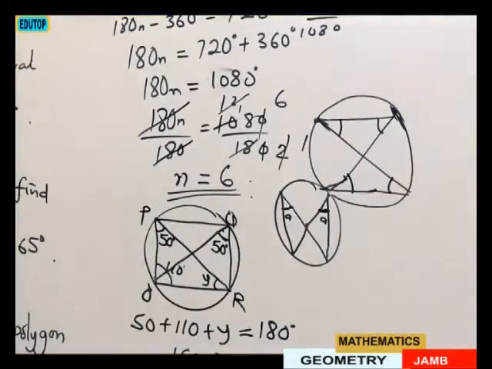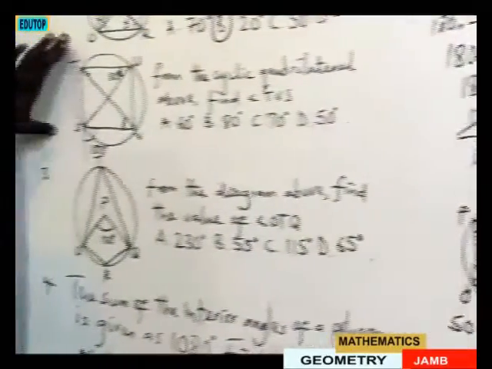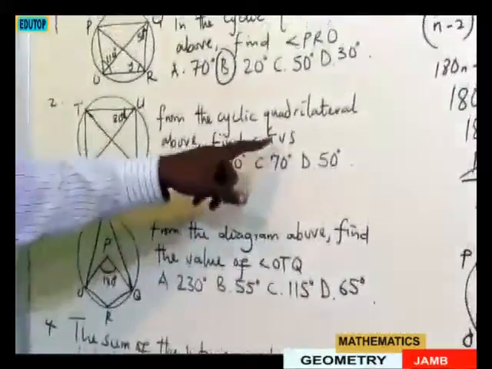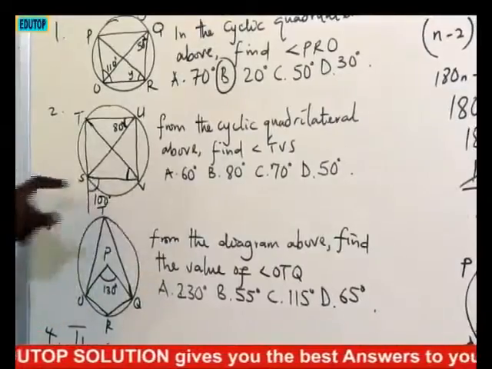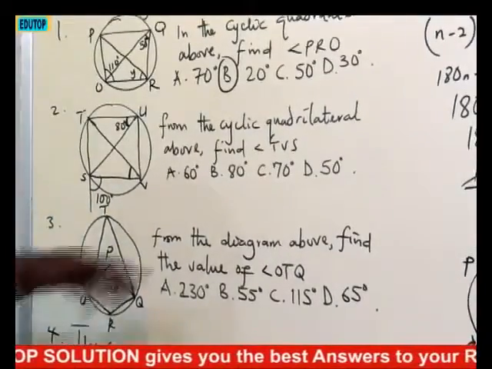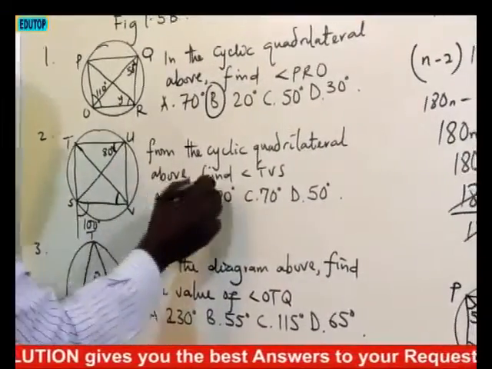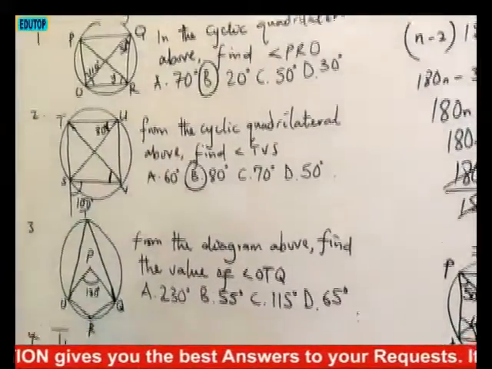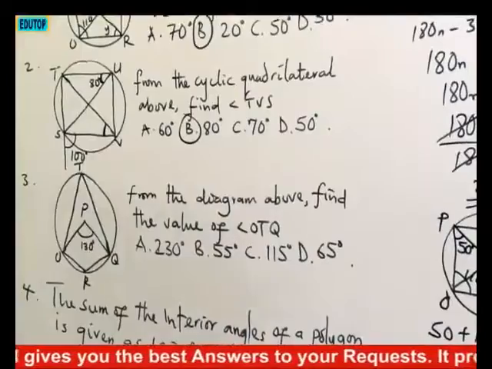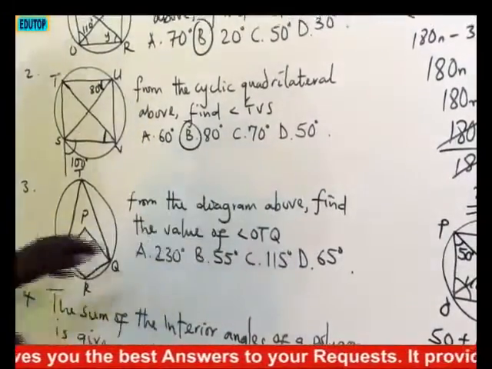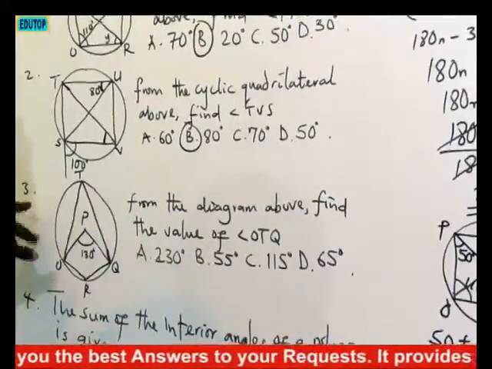And since this place is 80, automatically this place too will be 80. They are in the same segment. So therefore, without much calculation, find TVS. So TVS will definitely be 80 because angles in the same segment are equal. So the answer here is B. The next question. From the diagram above, you can see again, this is also a cyclic quadrilateral.